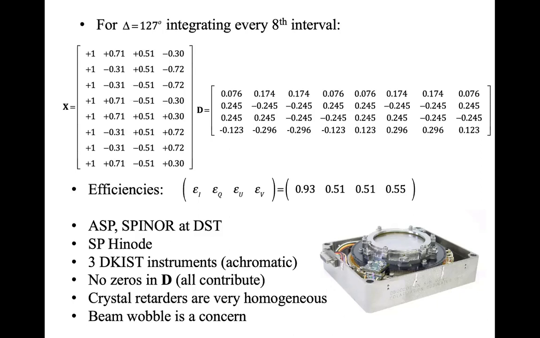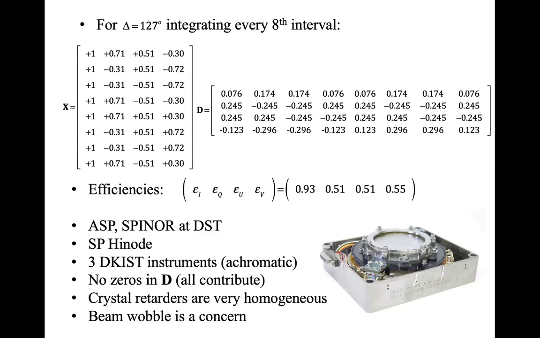Who is using this? Actually, a lot of people. The Advanced Stokes Polarimeter was really the first modern spectropolarimeter. The Spectro-Polarimeter at the DST is still available, still rotating. That's Hinode, still there, rotating, working. Three of the biggest instruments use this technique: NIRSP, Cryo-NIRSP, and this all use this technique. Not VTF. VTF is the one I'm going to show you next.